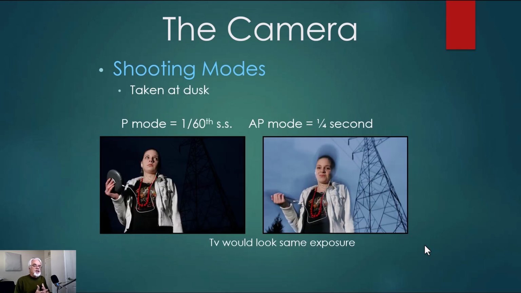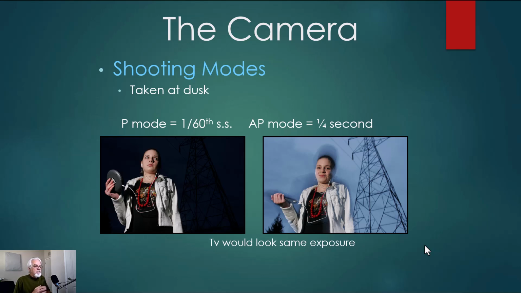Okay, now just as an example, taken at dusk, when the light level's getting low, P mode, chose again 1/60th of a second. Aperture priority chose 1/4 of a second. And you can see the aperture priority is normally exposed, but here's the drawback in low light situations. She's blurring. So you either have to go way up on your ISO, to avoid a long enough shutter speed to cause a blur, and still get a properly exposed picture.